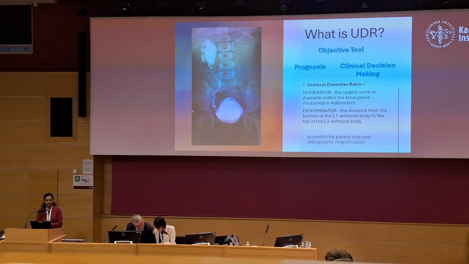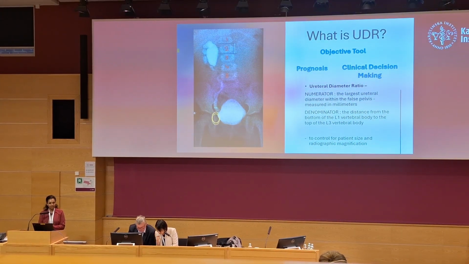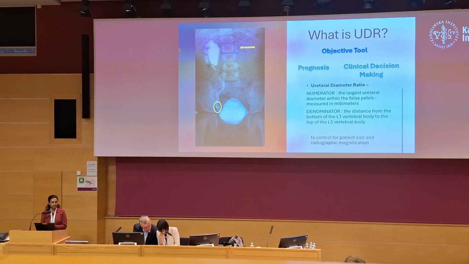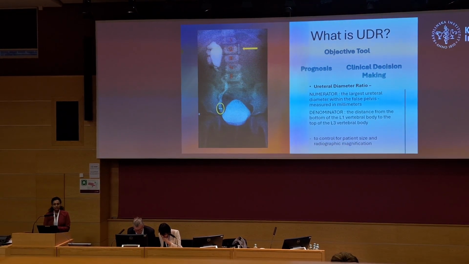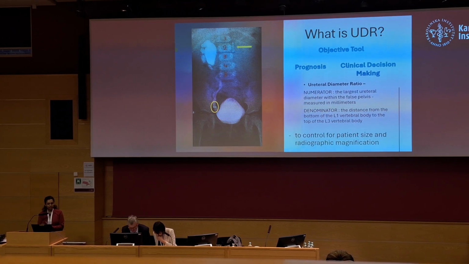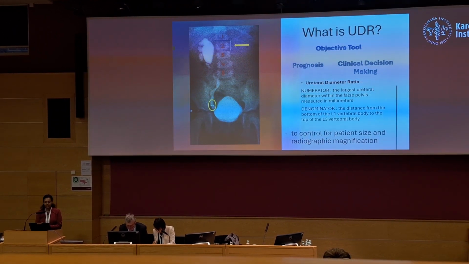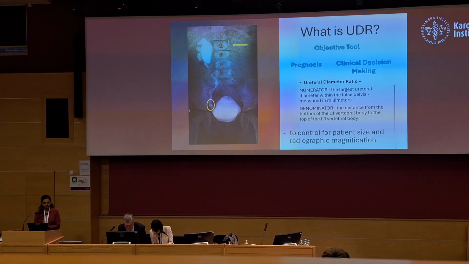The numerator is the largest ureteral diameter in the false pelvis, divided by the distance between the lower quarter of L1 vertebra and the upper quarter of L3 vertebra. So the ratio is used so as to eliminate the variations based on the patient size and the radiographic magnifications.